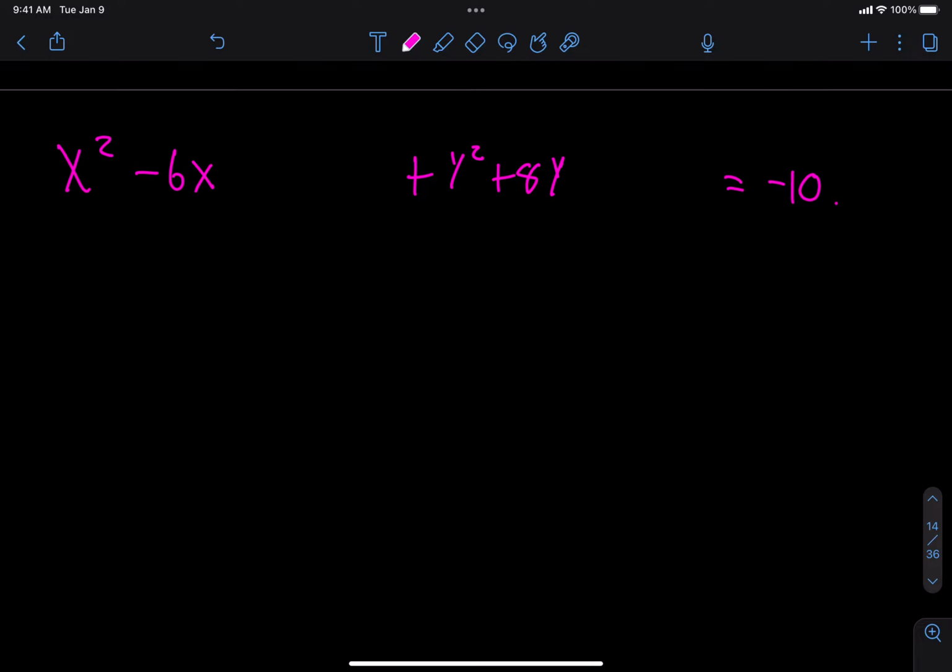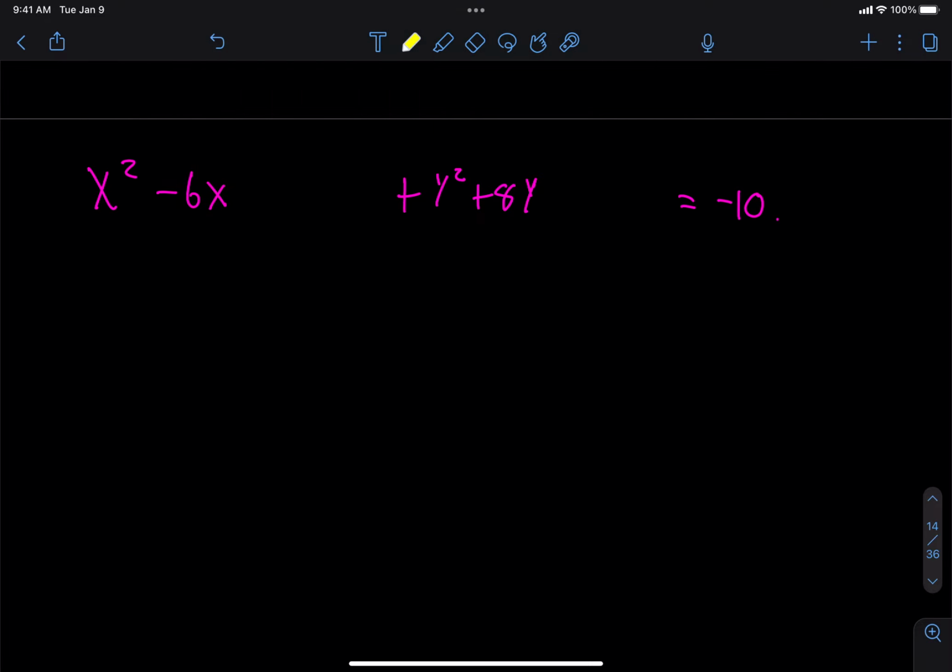Okay, so now I want to complete the square with both of these expressions, right? How do I do the first one?